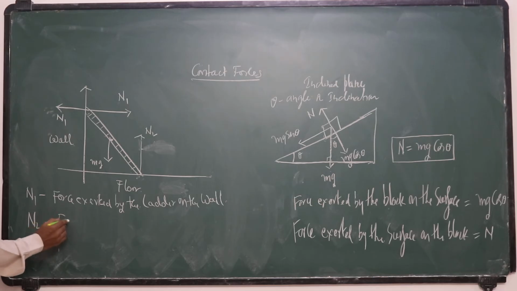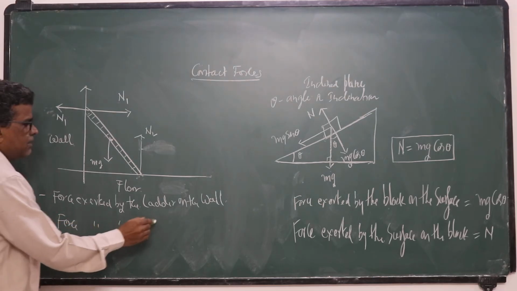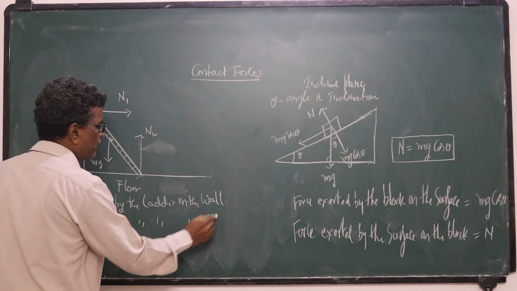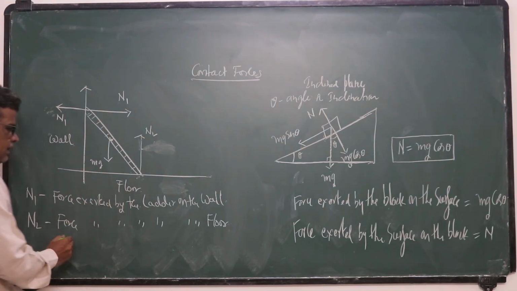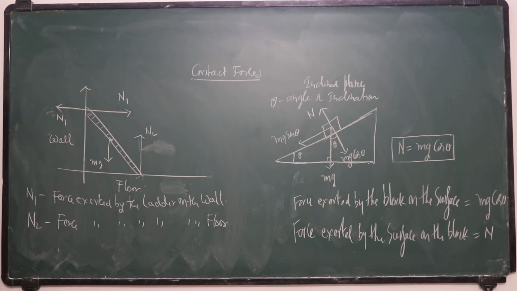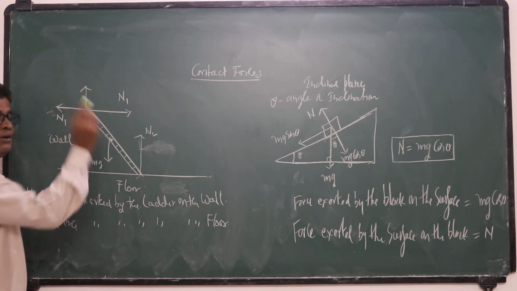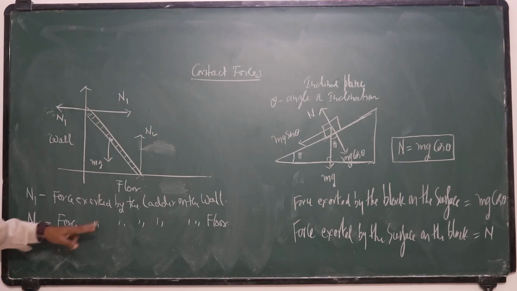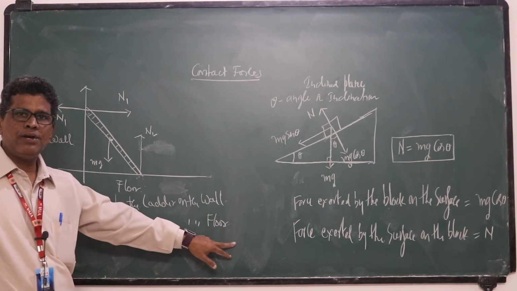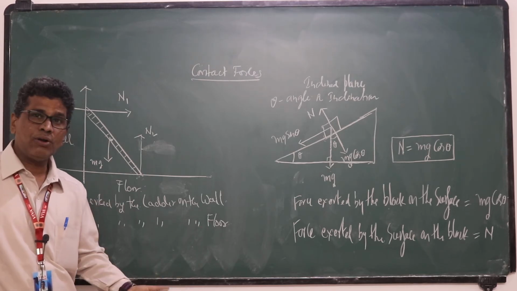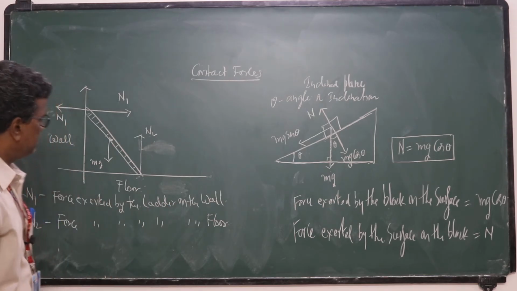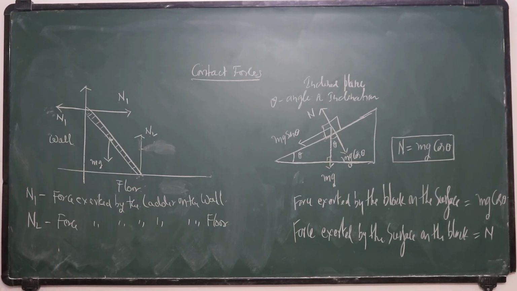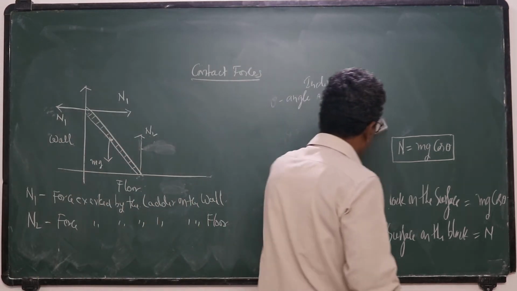So what is N2? Can you say it is the force exerted by the ladder on the floor? Here, how many normal reactions? Two normal reactions. Can you say the force exerted by the floor on the ladder? The answer is N2. Both are the same. The force exerted by the ladder on the floor is the action, and the force exerted by the floor on the ladder is the reaction. So both are equal and opposite in direction. This is another example. I will give one more example to understand this.